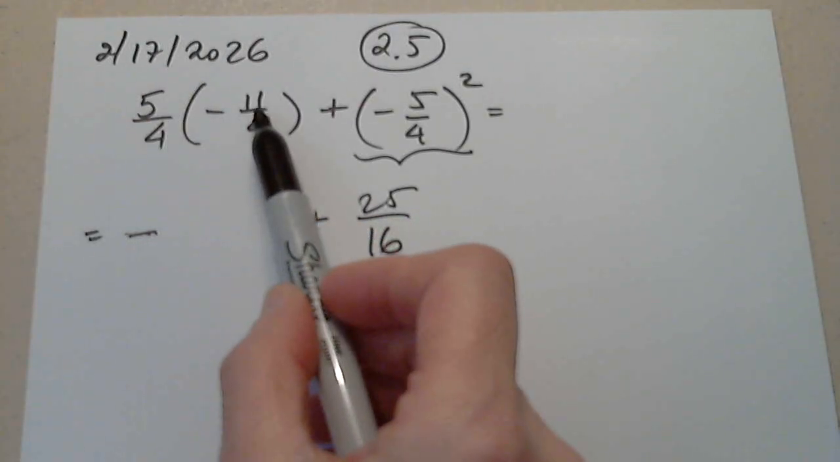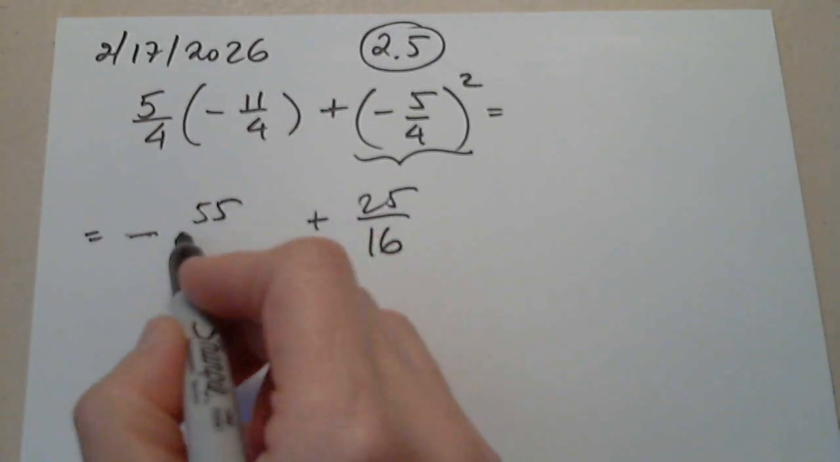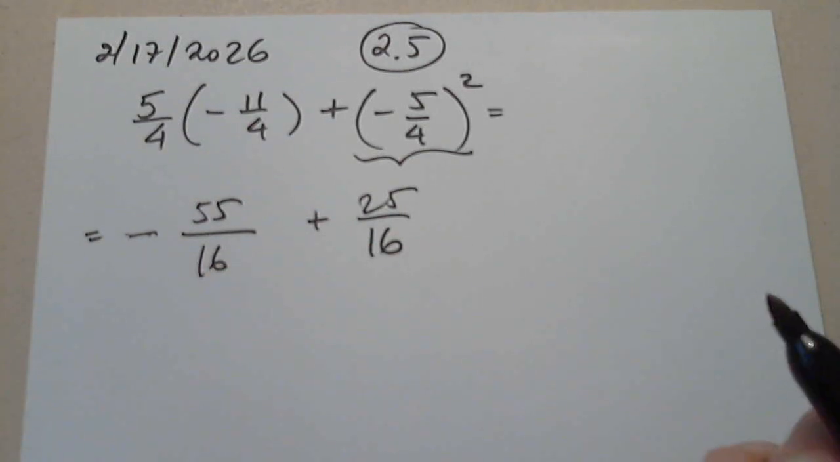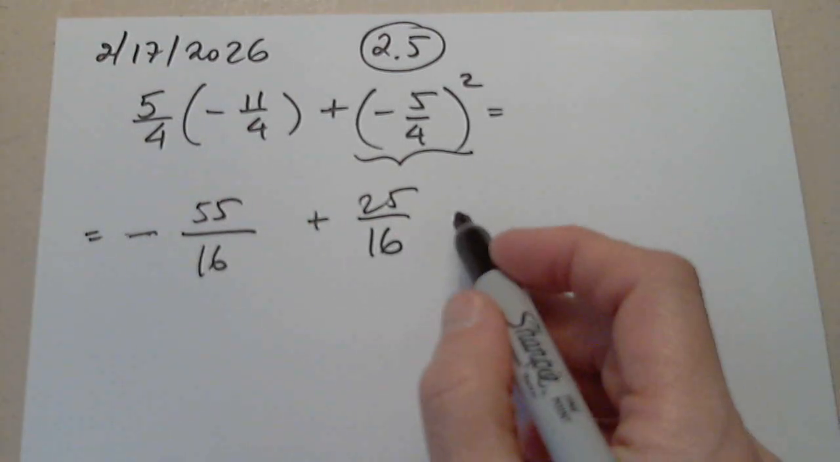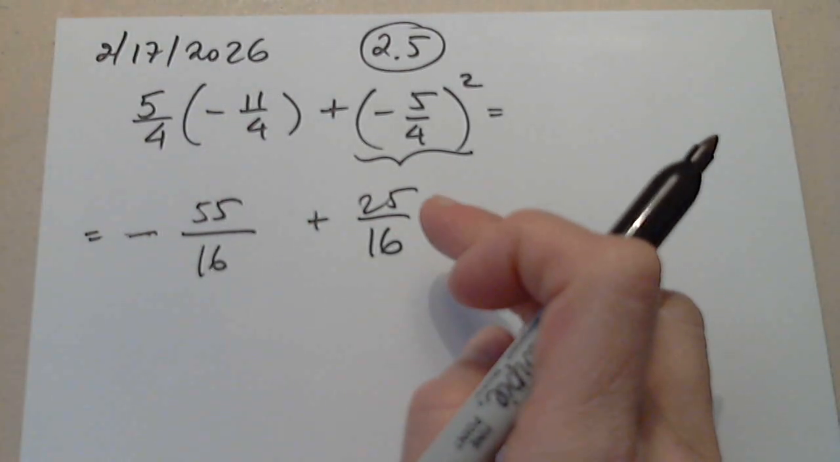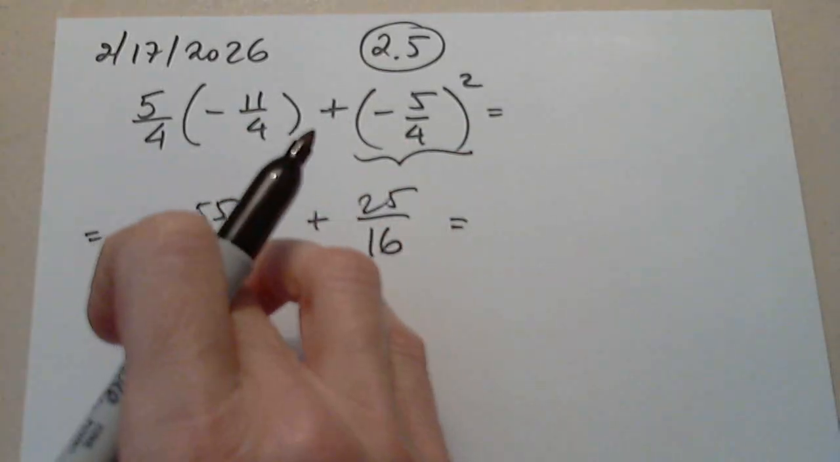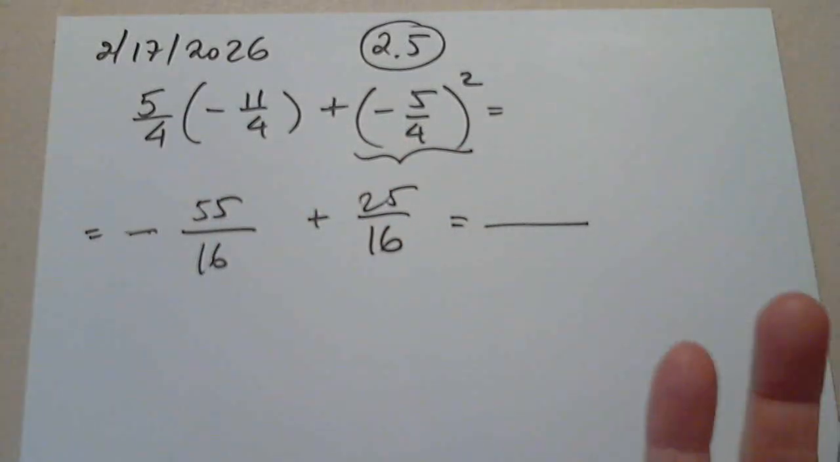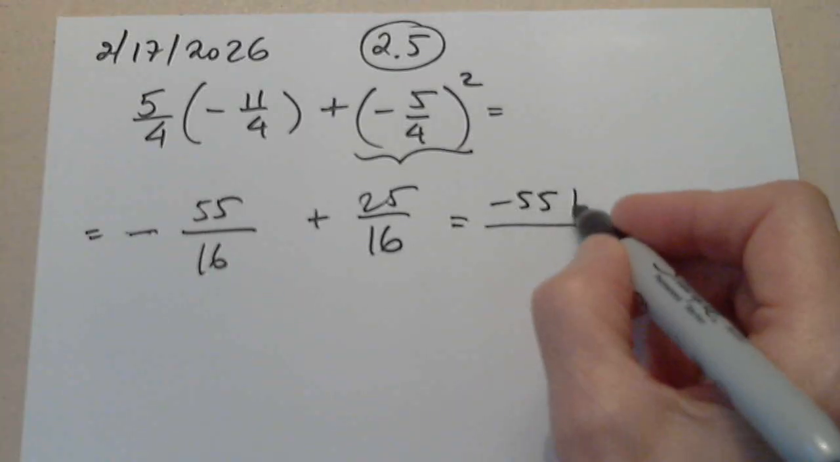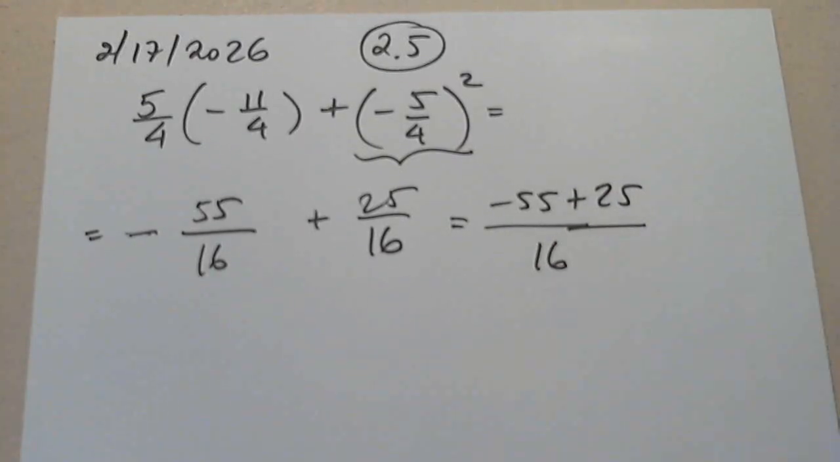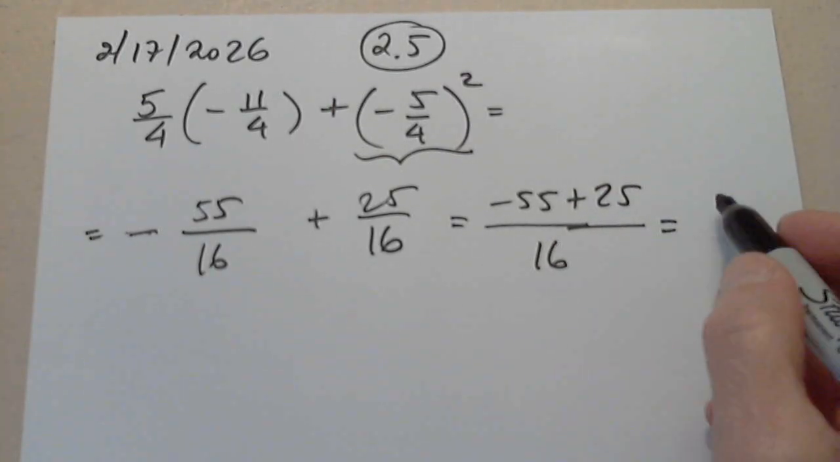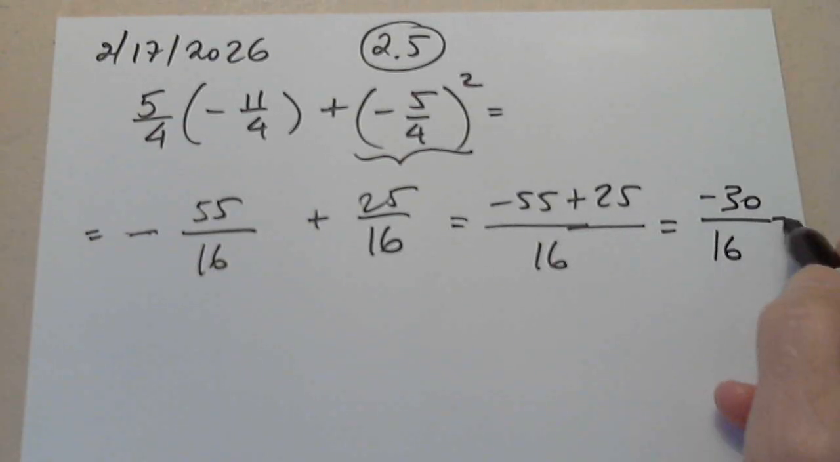So 5 times 11 is 55. 4 times 4 is 16. All we have to do now, consider the largest of the two because the denominator is the same, so there is no problem. So I have negative 55 plus 25 over 16, which happens to be negative 30 over 16.